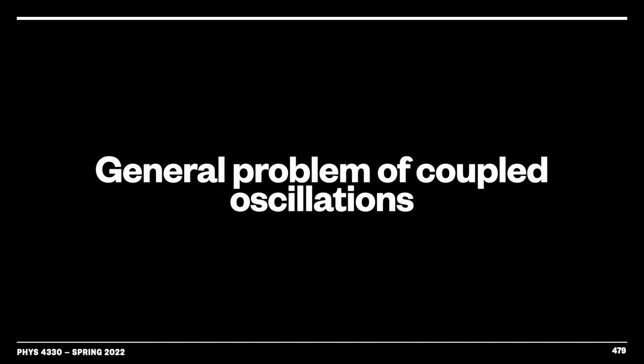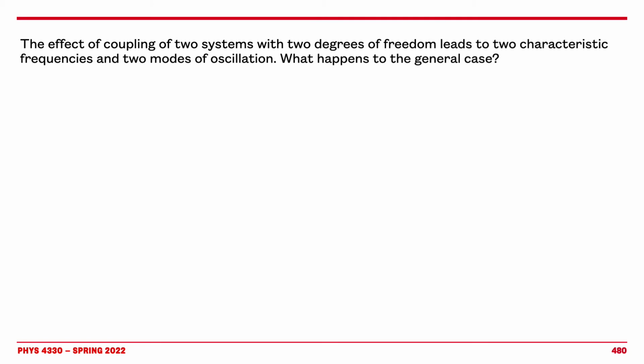We work in 3D. We have many more masses. So we are going to build this general formalism for the coupled oscillation, and then we will use it for a number of examples in the subsequent screencast. Okay, so the effect of coupling of two systems with 2 degrees of freedom leads to the characteristic frequencies that we have seen. So what happens in the general case?